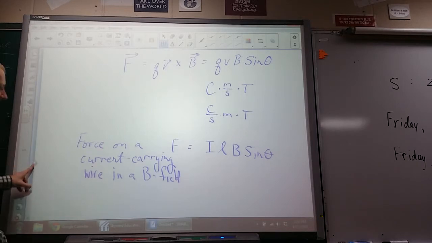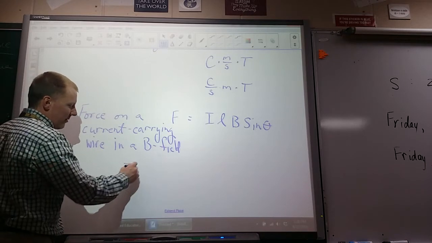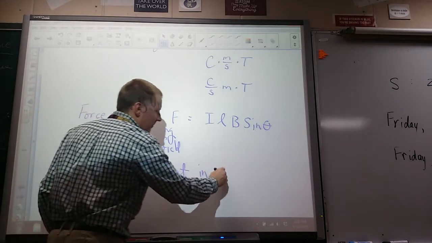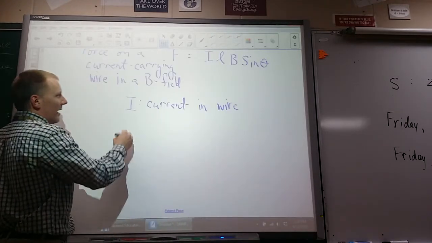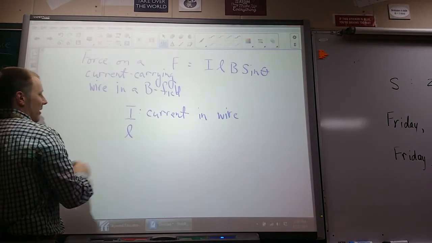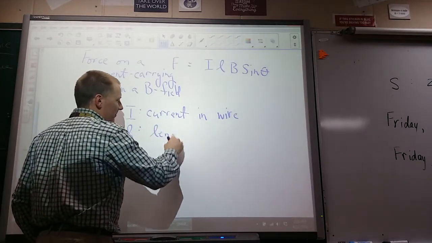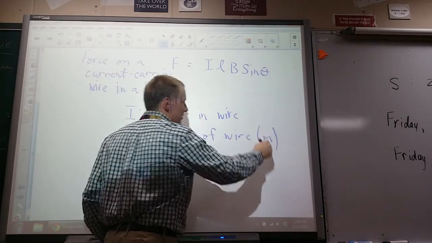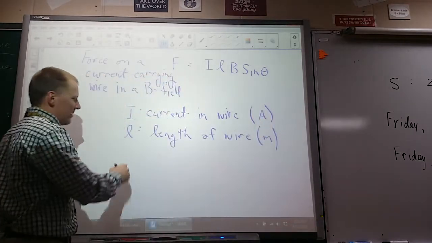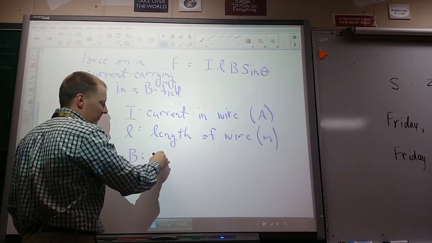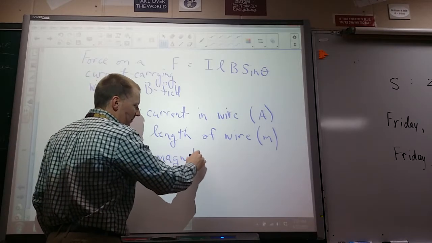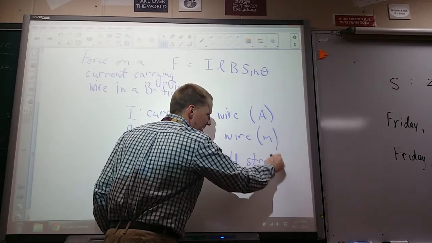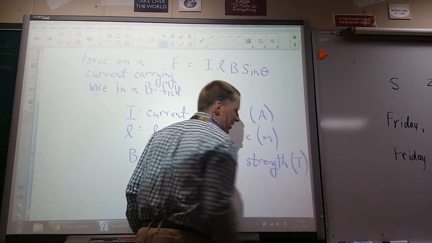So I'm going to summarize that down here. I is the current through the wire, in amps. L is the length of the wire, and that's in meters, of course. And then B is our magnetic field strength, and in SI, that's measured in teslas.